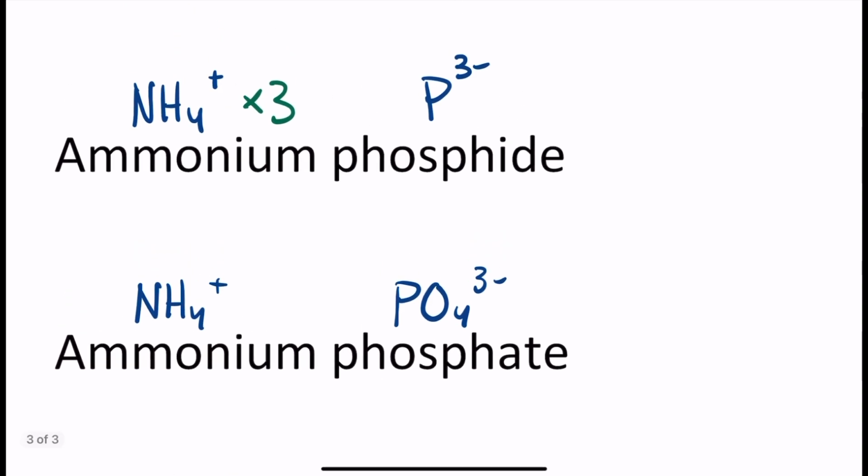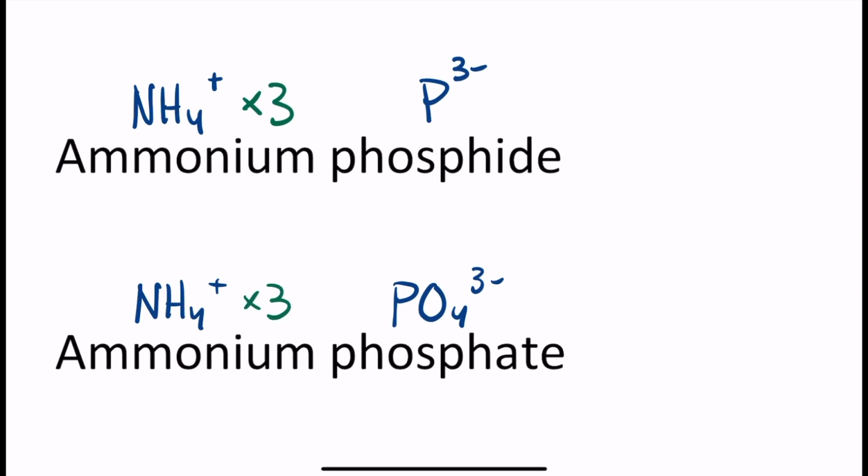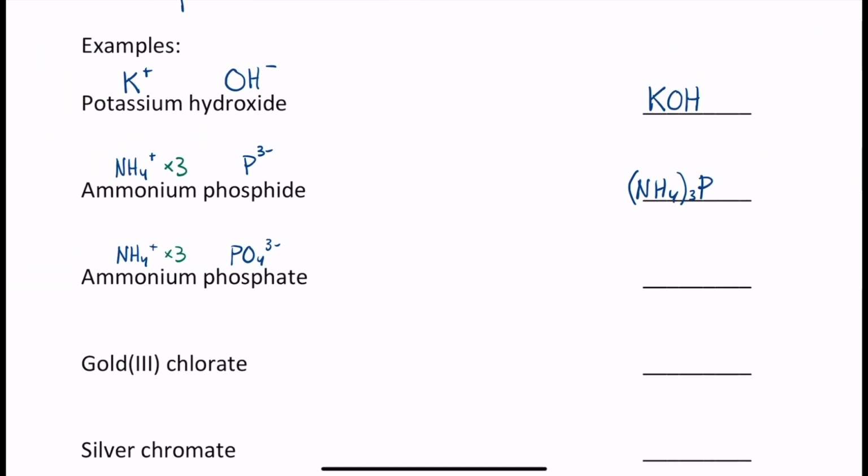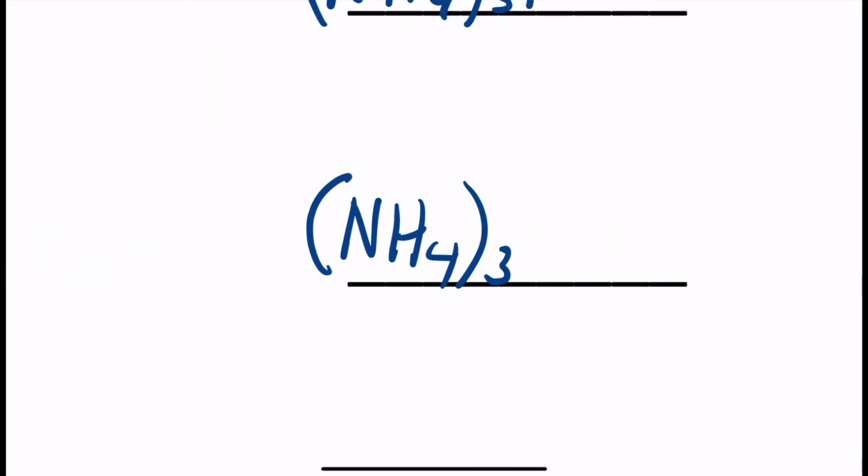Okay, it looks like things are pretty similar here. You're going to need 3 of these 1 plus charges to cancel out a 3 minus charge. So I'm going to reflect that in the formula. We're going to say there's 3 ammoniums, once again. Oops, NH4. It's really easy to make simple mistakes here. So 3 ammoniums, and then a single phosphate doesn't really need parentheses. You can just write PO4.